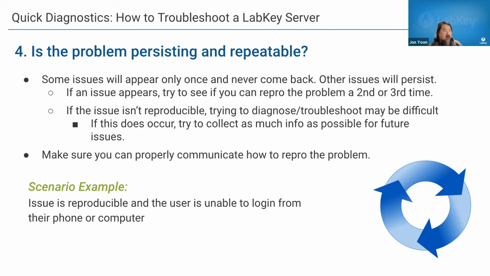And as always, you want to make sure you can communicate this information properly to others. So you want to make sure that you actually can describe how to reproduce this particular issue to other people. So with the user who can't log in, they said it was reproducible and the user is unable to log in from their phone or their computer.